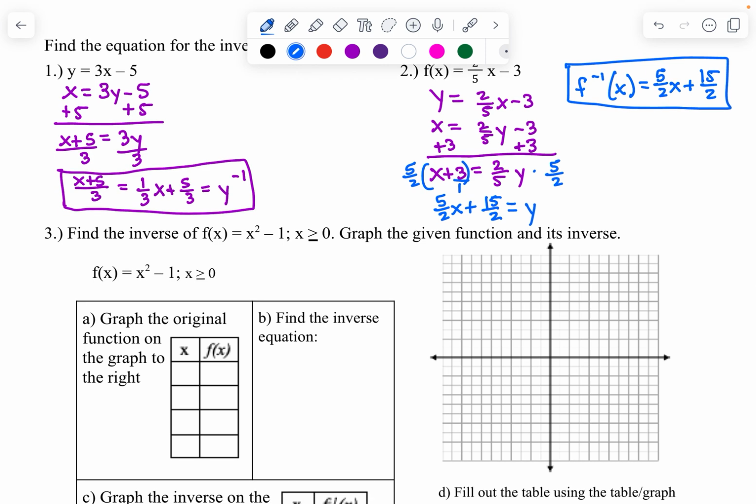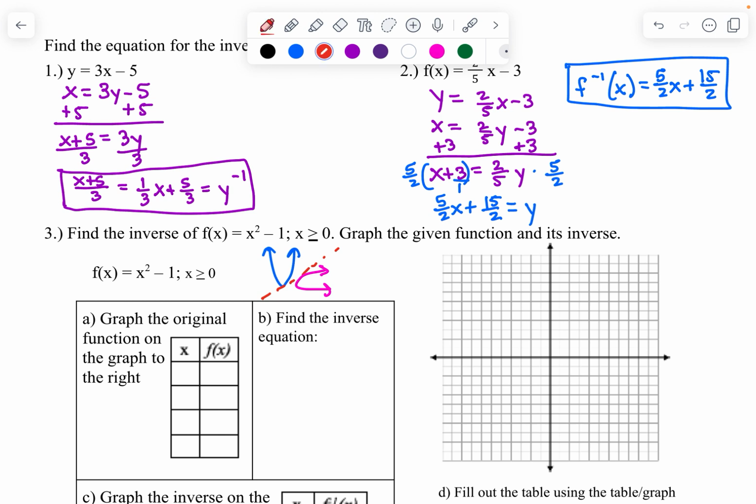All right, so those were both linear equations. Now we're going to take a look at a quadratic. So we're finding the inverse of f of x equals x squared minus 1, given that x has to be greater than or equal to 0. The reason they're telling us this is because if we think about a parabola, it's this U shape, and if we reflect that over y equals x, we're going to end up with a parabola on its side, what we call a sleeping parabola.